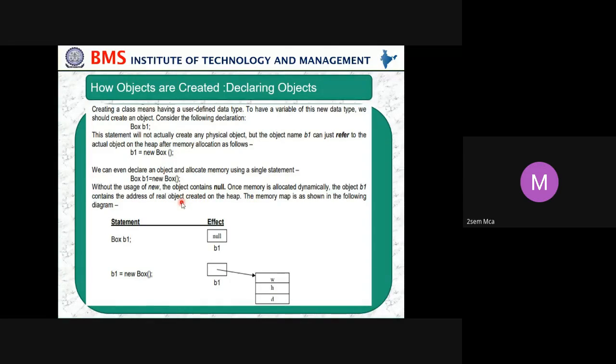The memory map is as shown in the following diagram. For the statement Box b1, one memory is allocated and it is null inside. Once we say b1 = new Box, what is this? This is b1, and it is pointing to W, H, and D, because Box is a class and we have created an object for that, that is b1. It is assigning W, H, and D.